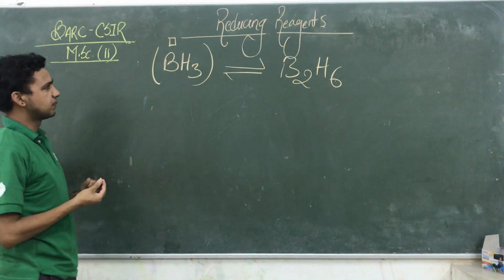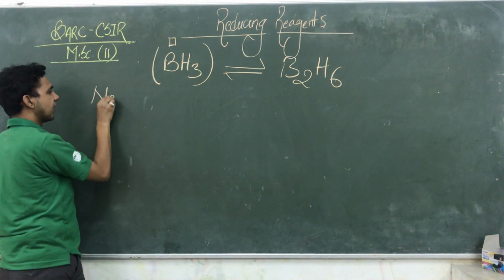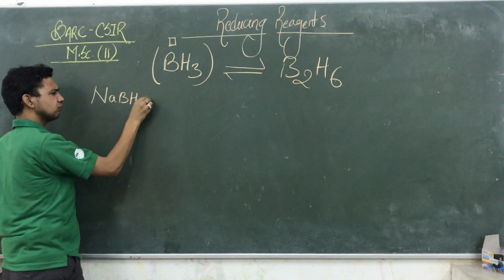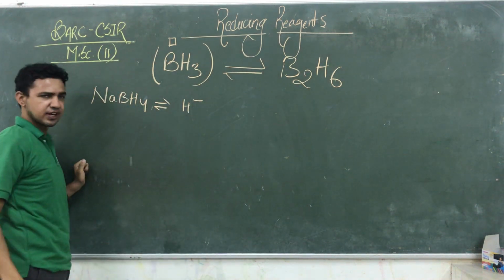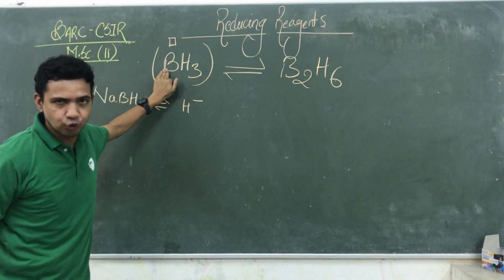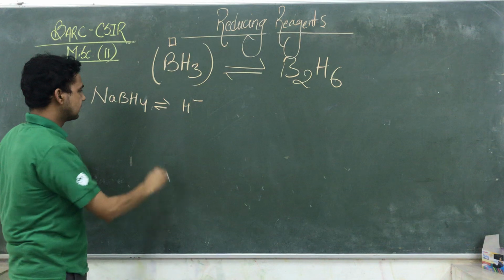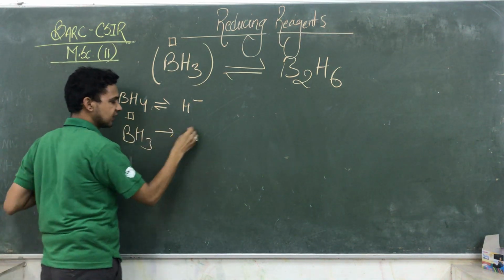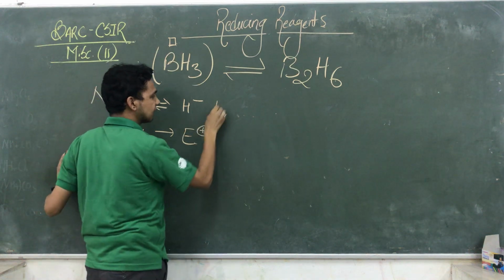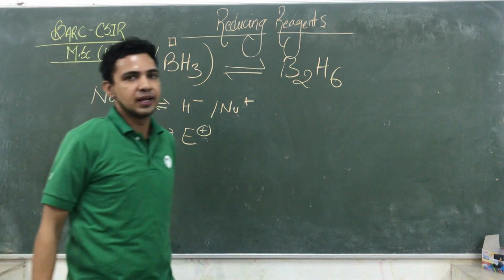So what is the nature of BH3? If you compare BH3 with sodium borohydride NaBH4, NaBH4 behaves like a nucleophile, donating H negative. Here BH3 is also donating H negative, but due to the available vacant orbital, BH3 behaves like an electrophile.